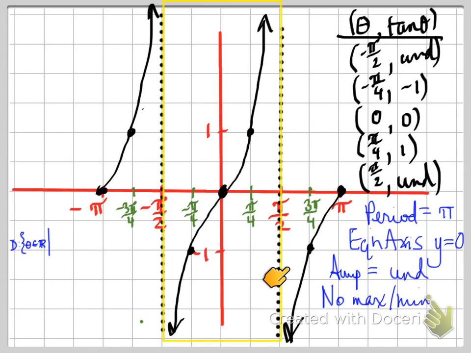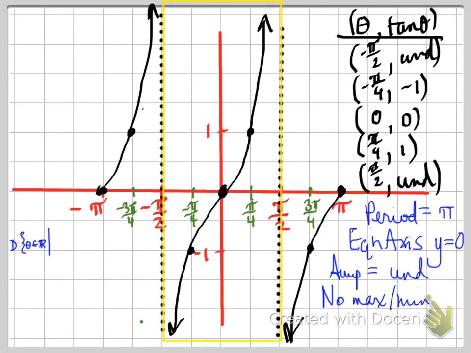So let's look at where the asymptotes would be. Pi over 2. The next one would be at 3 pi over 2, then 5 pi over 2, then 7 pi over 2, and going backwards, we would have it at negative pi over 2, negative 3 pi over 2, negative 5 pi over 2. So what we're looking at, folks, is an odd number of pi over 2's. So how do I write this domain?